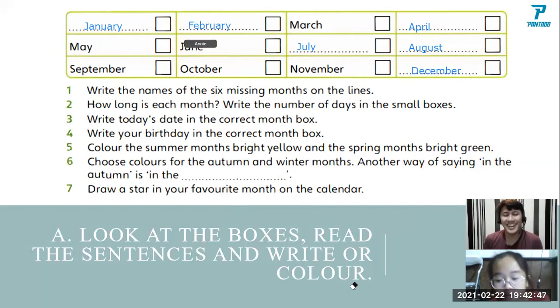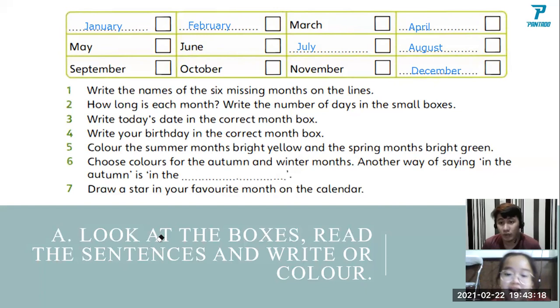Okay, very good. Now, can you read number two? How long is each month? Write the number of days in the small boxes. Okay, did you understand the instruction? The instruction says that you're going to write how many days there are in January, in February, in March.